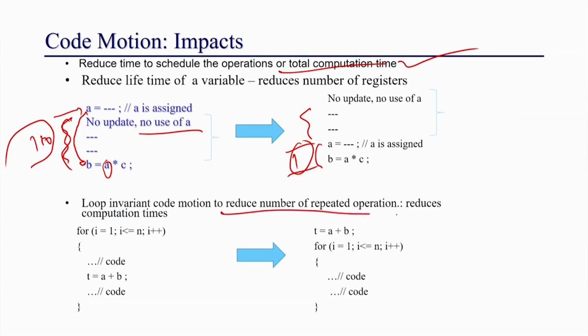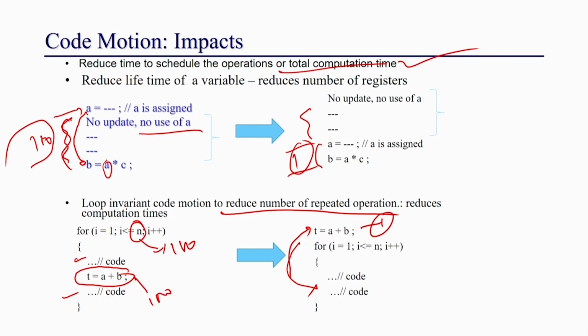The repeated operations also can be reduced. For example, here suppose I have a loop invariant operation t equal to a plus b, because a and b are not updated here, right. So, this is a constant operation. So, instead of doing this n times, I can do it only once, right, and I can use this t inside. So, this n is 100, then I am not doing this 100 times, I am doing it only 1 time.